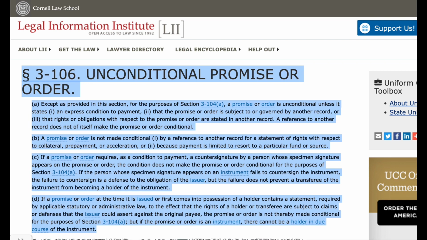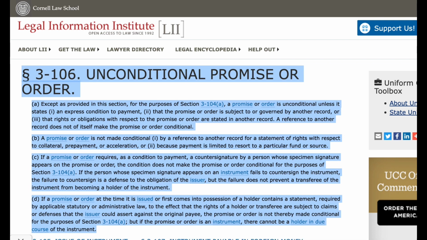B. A promise or order is not made conditional: 1. by a reference to another record for a statement of rights with respect to collateral, prepayment, or acceleration; or 2. because payment is limited to resort to a particular fund or source. C. If a promise or order requires, as a condition to payment, a countersignature by a person whose specimen signature appears on the promise or order, the condition does not make the promise or order conditional for the purposes of Section 3104A. If the person whose specimen signature appears on an instrument fails to countersign the instrument, the failure to countersign is a defense to the obligation of the issuer, but the failure does not prevent a transferee of the instrument from becoming a holder of the instrument.